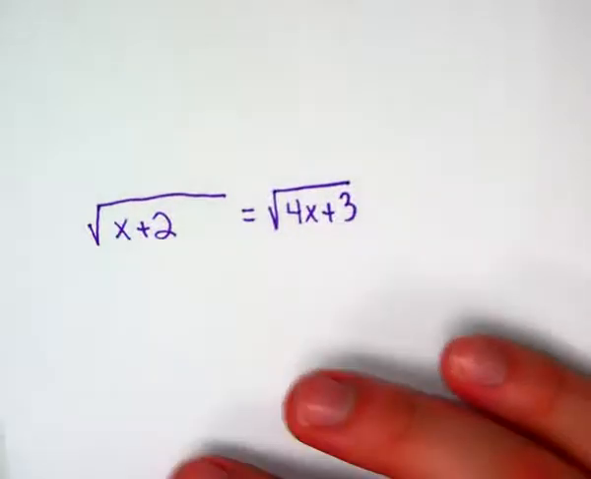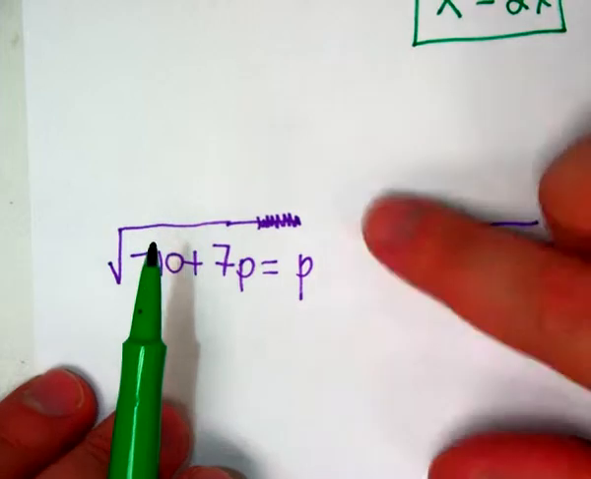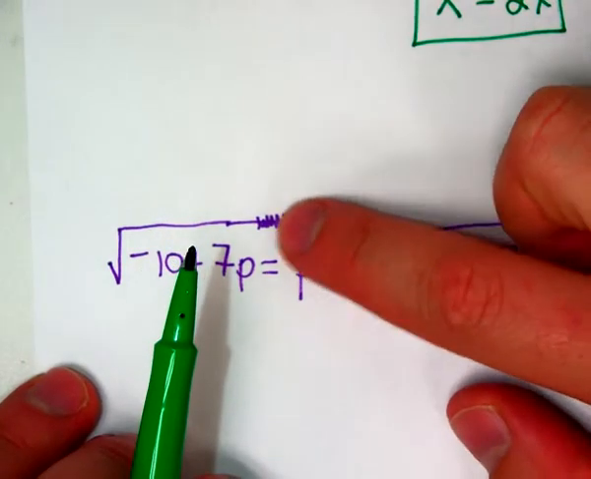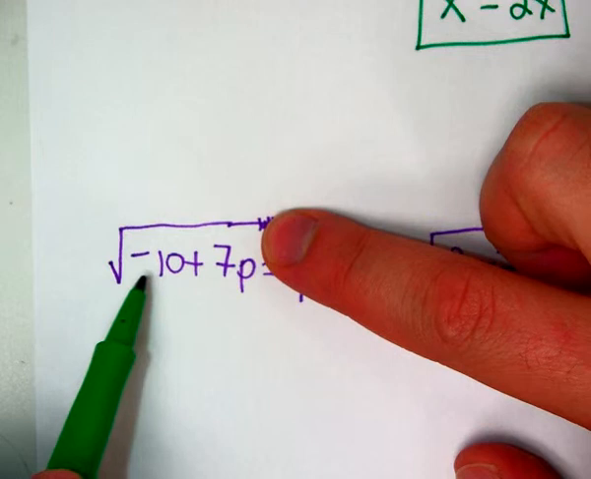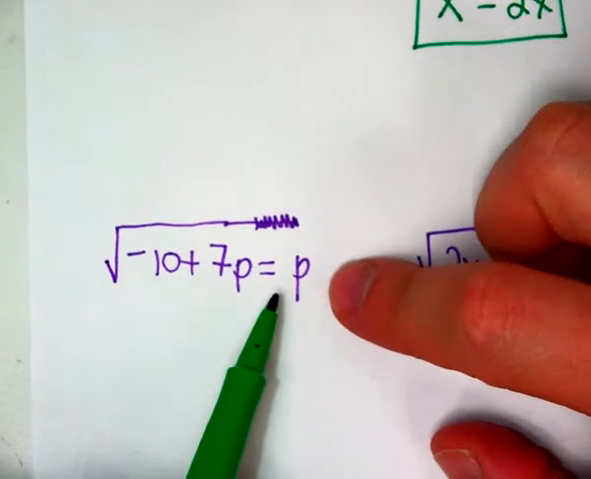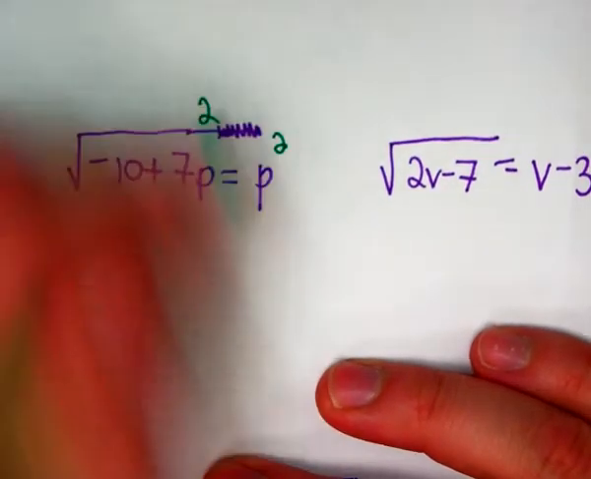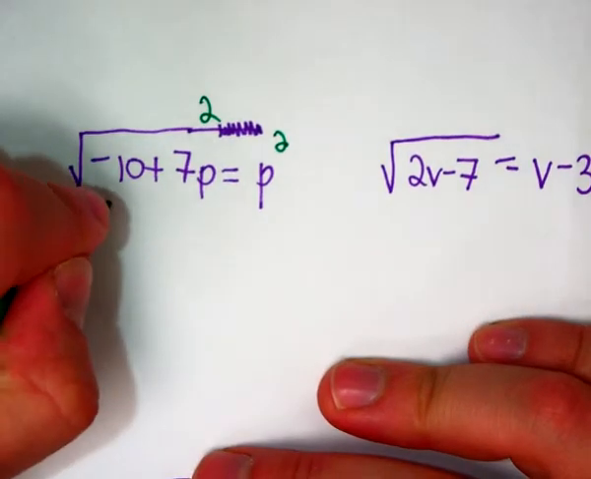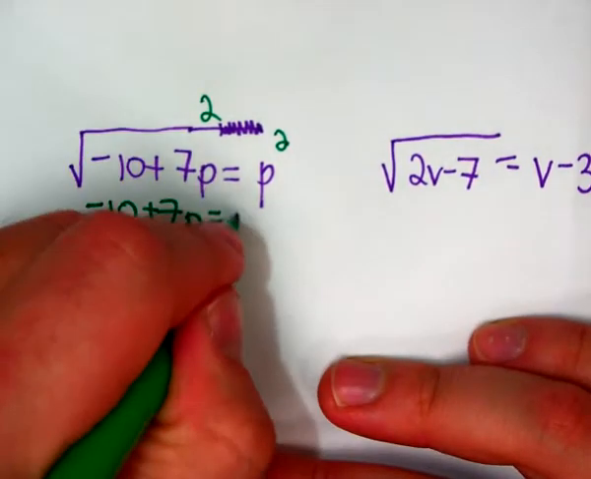Now let's look at this problem over here, where we have square root of negative 10 plus 7p. The square root is just over the negative 10 plus 7p, and that equals p. My square root is isolated, so let's square both sides. And what will happen is we're left with negative 10 plus 7p equals p squared.